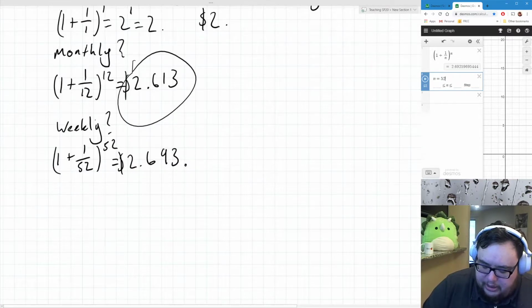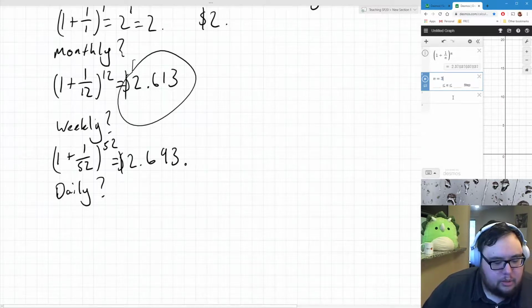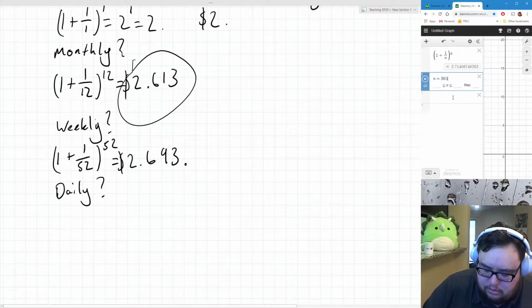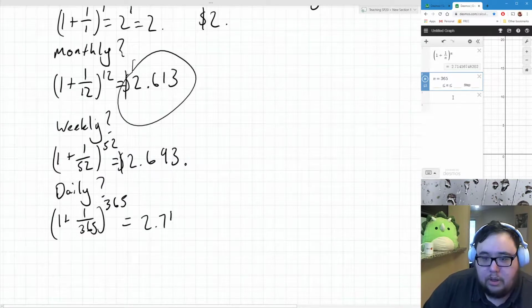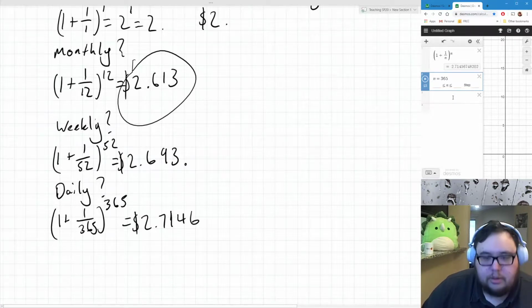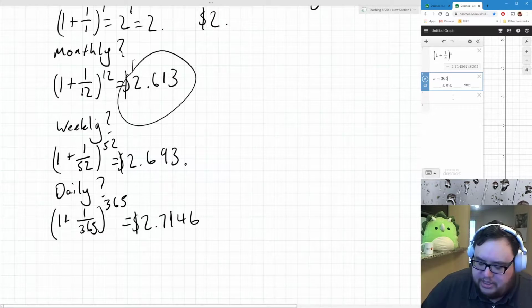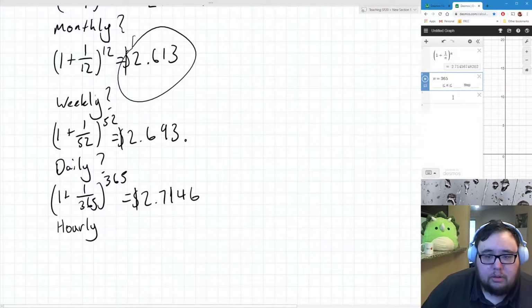So what about daily? Well, that would be 365. Which ends up being about 2.7146 dollars. So it's increased again, but very, very little at this point. What if we do it hourly?